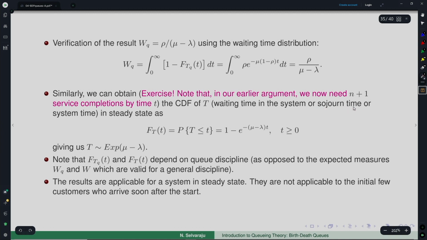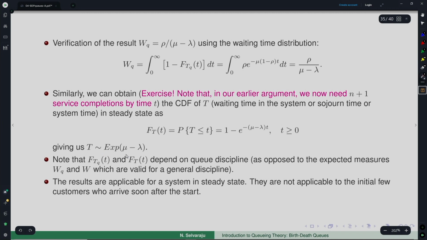Now, this is an exercise. The only thing you have to note here is that if this whole system time has to be less than or equal to T, and if he finds n in front of him on his arrival, then including himself, the service should be over by time T. So, you need n plus 1 service completions by time T. That is the only change that you have to make. Once you make a similar argument, you will obtain the result here, which will now be purely exponential.